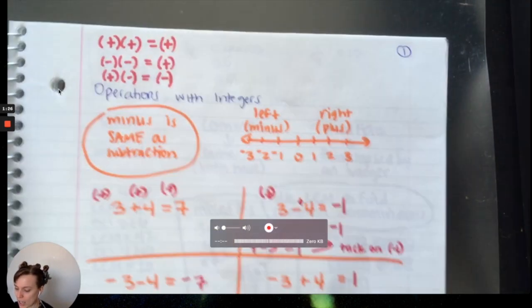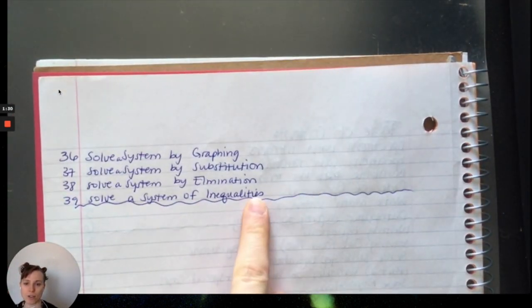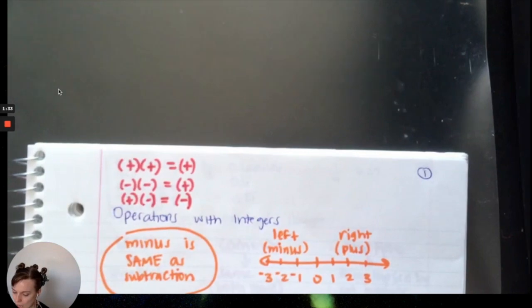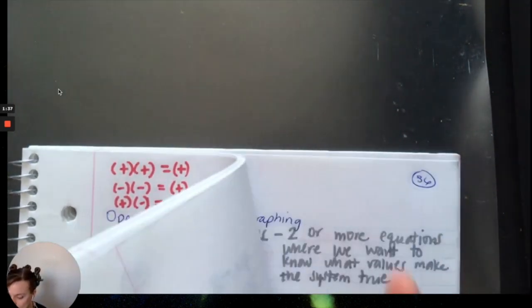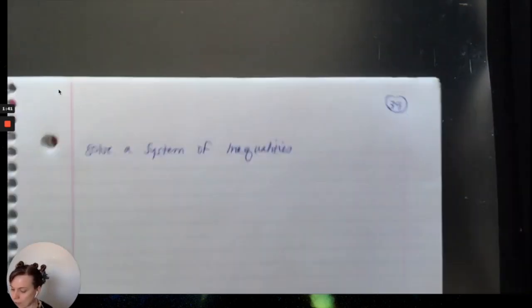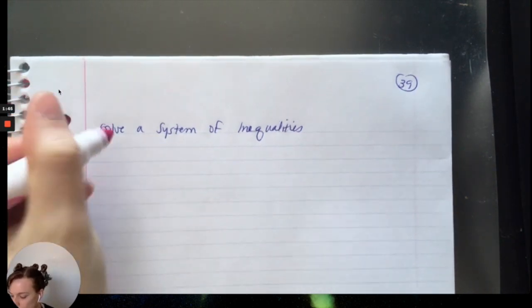The table of contents. Boom, there you go. Solve a system of inequalities. We're on page 39. So let's scroll to page 39. There we go. Okay, so I'm just going to put some quick notes at the top as a refresher.